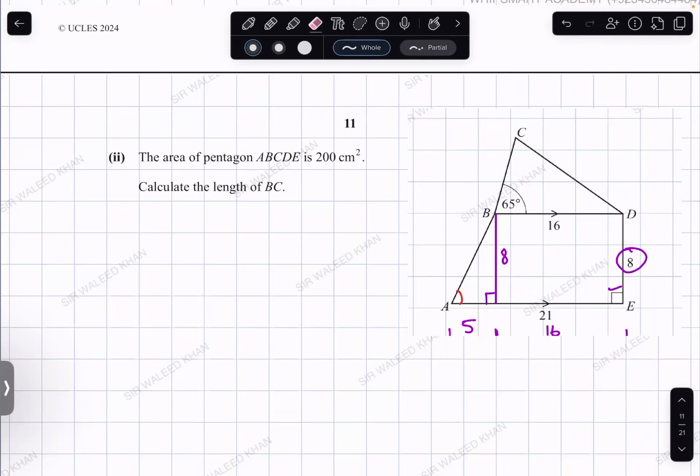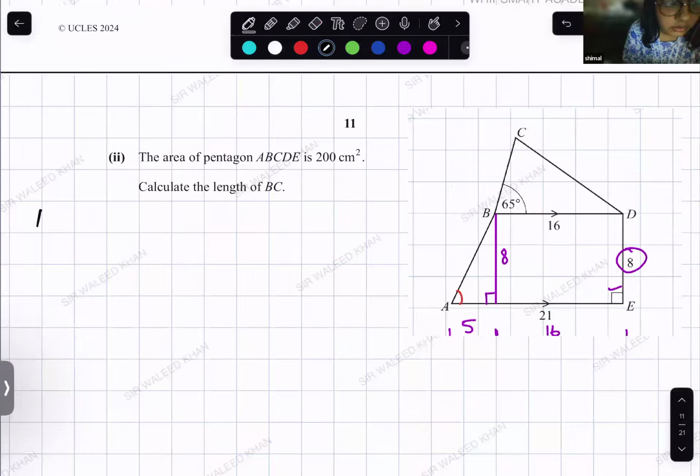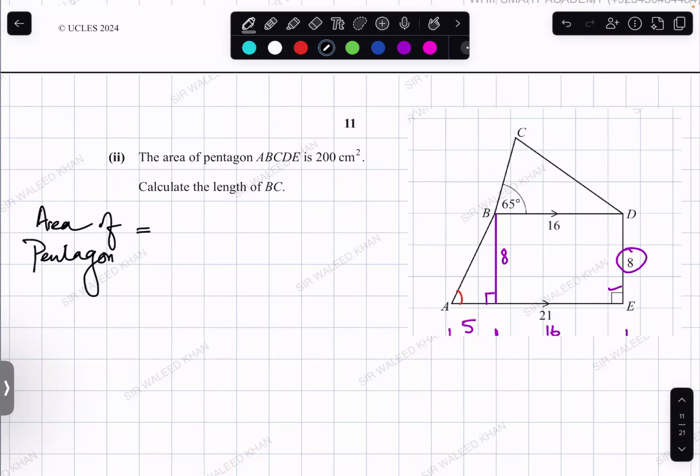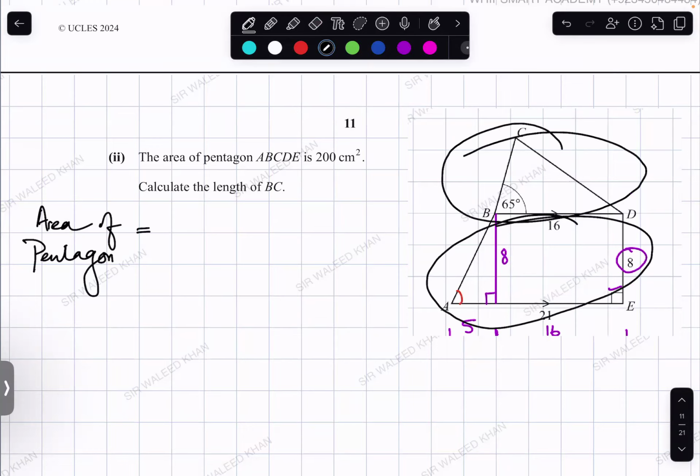this shape A, B, C, D, E is made up of how many shapes? 3. Which one? 2 triangles and 1 rectangle. So you can either say that there are 2 triangles and 1 rectangle, or you can say that this is a triangle and this is a trapezium. Can I say that?